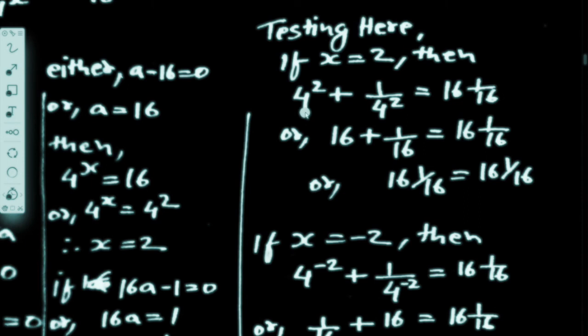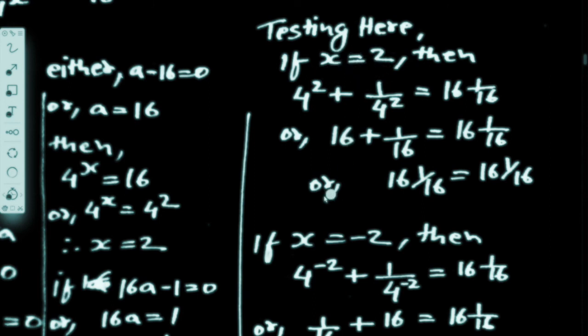Now 4 power x means 4 square, since in place of x we keep 2, so 4 square plus 1 by 4 square equals 16 1 by 16. 4 square means 16, and 1 by 4 square means 1 by 16. So 16 plus 1 by 16 equals 16 1 by 16. Here both sides are the same. So x equals 2 is our right answer.